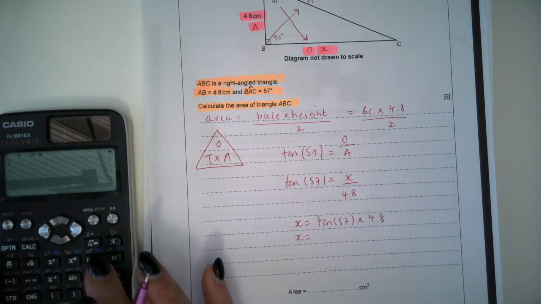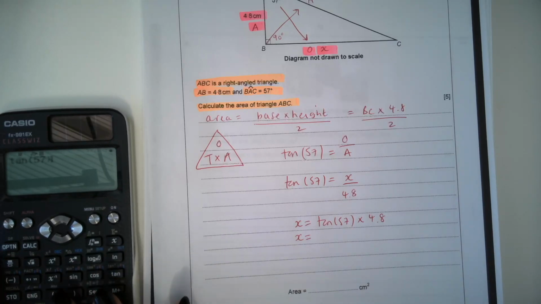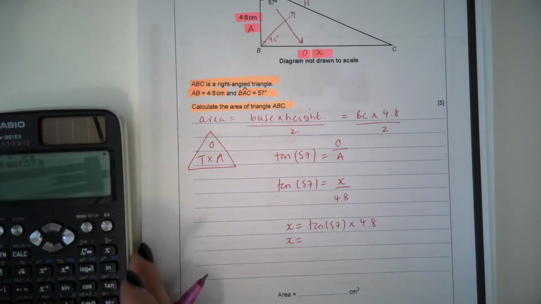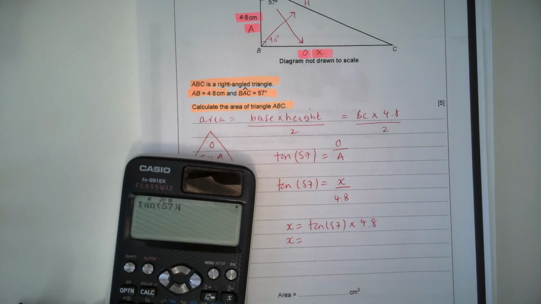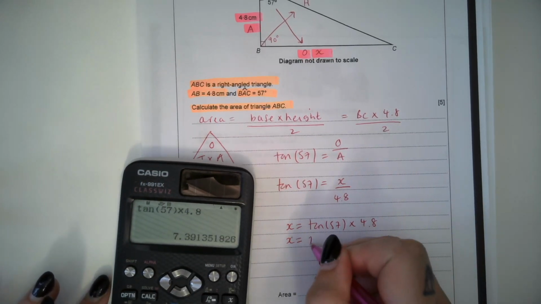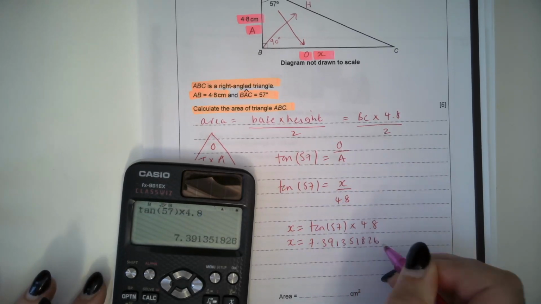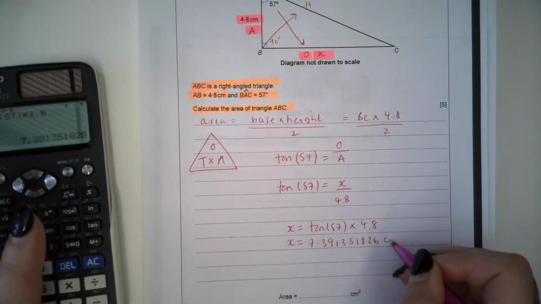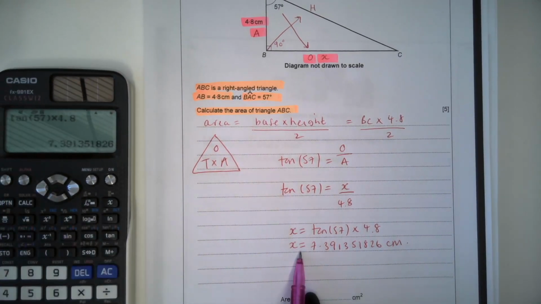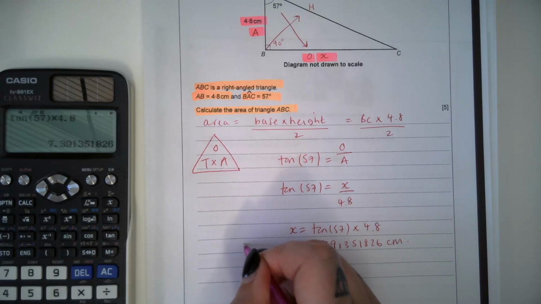And I'm going to stick that into my calculator. So tan 57, close the bracket there, guys, whenever you're using sin, cos or tan, just in case. Times 4.8, so that's 7.391351826, and that's in centimetres. But remember, this is the base of the triangle.